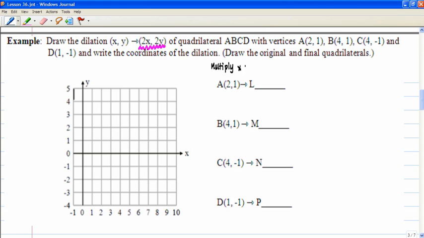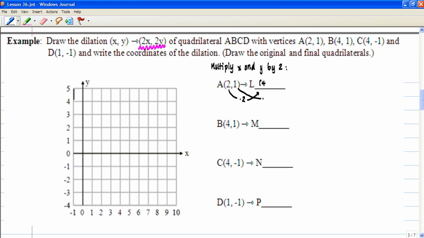So multiply x and y by 2. Now sometimes those numbers are different. Sometimes it might say 2x and 3y, in which case you would multiply the x by 2 and the y by 3. But in this case, it's 2 for both of them. So let's see. 2 times 2, that's going to become 4.